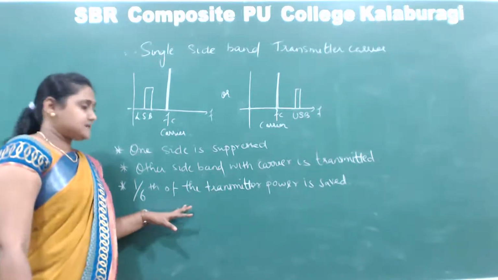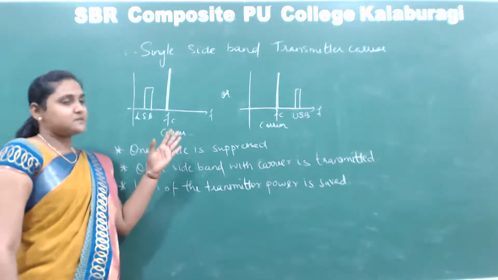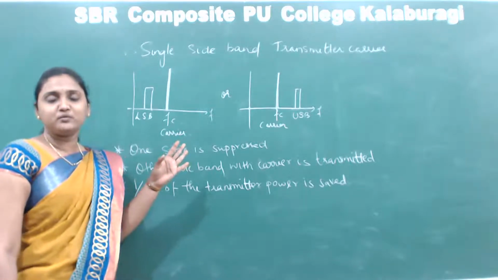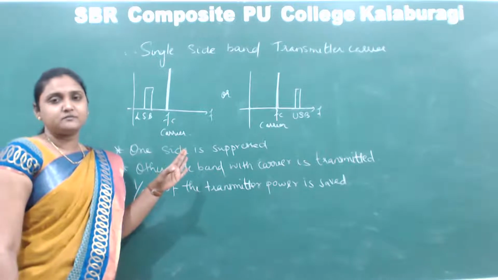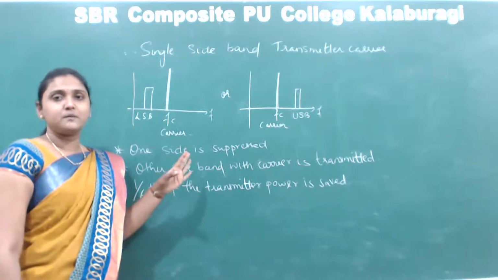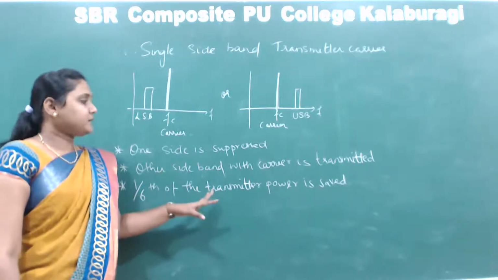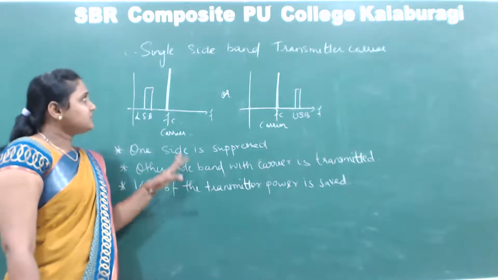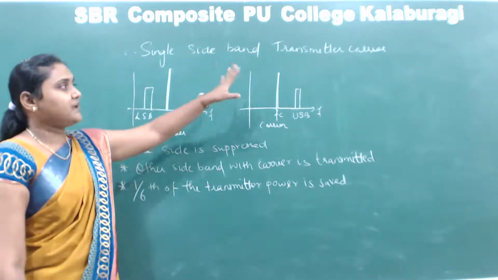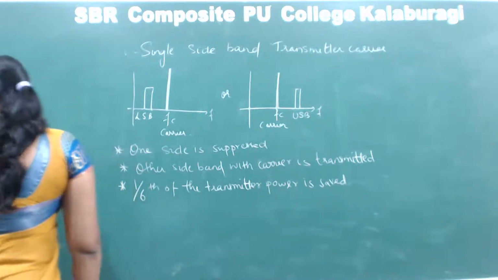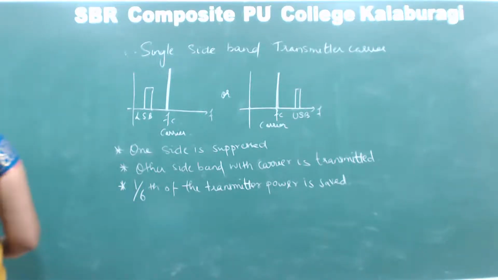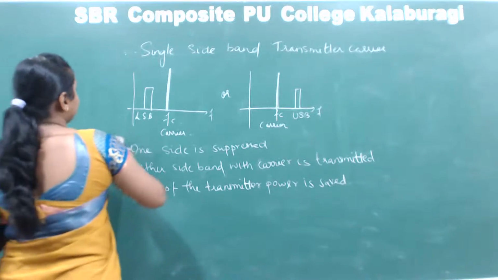So this type of transmission is definitely going to improve the efficiency of the transmitted wave. The efficiency of the system can be improved. More power can be saved from the single sideband transmitted carrier system. Right? We see the next one now, the next form of transmission.